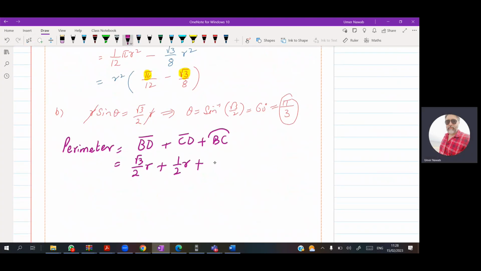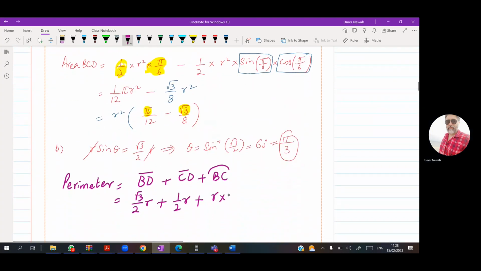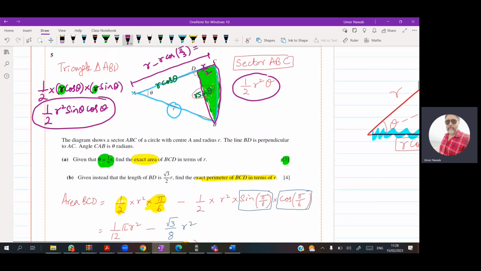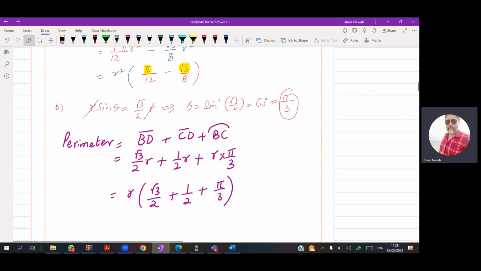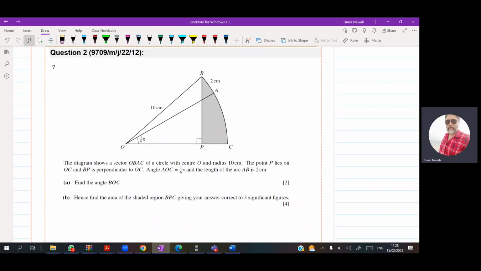Now BC is R theta, radius is R, and theta is found by me equals to pi over 3. You may take R common if you want it. Square root of 3 over 2 plus half plus pi over 3. Since he says you need to give your answer in exact form, no need to further simplify it. That's all with it. We go to the question number 2 now.